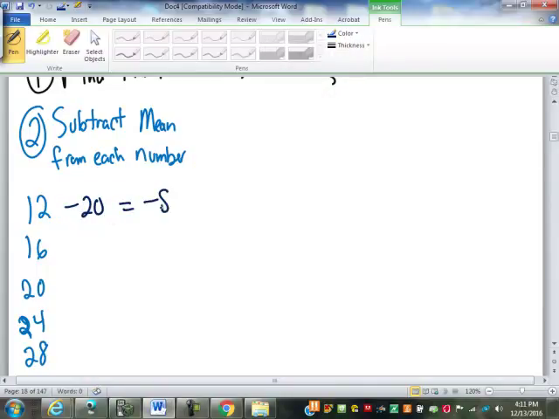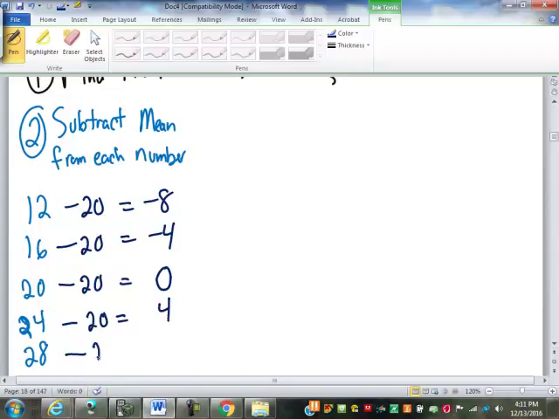12 minus 20 is negative 8. 16 minus 20 is negative 4. 20 minus 20 is 0. 24 minus 20, positive 4. And 28 minus 20 is 8.